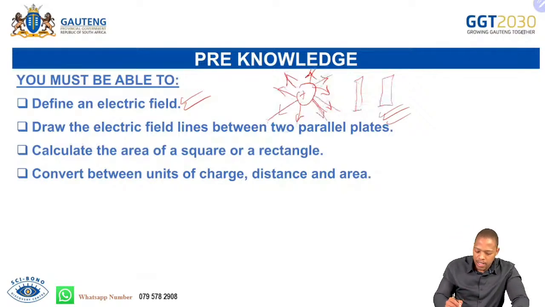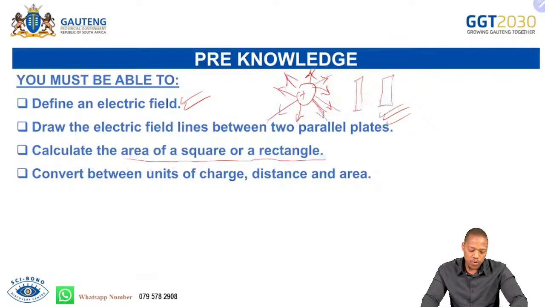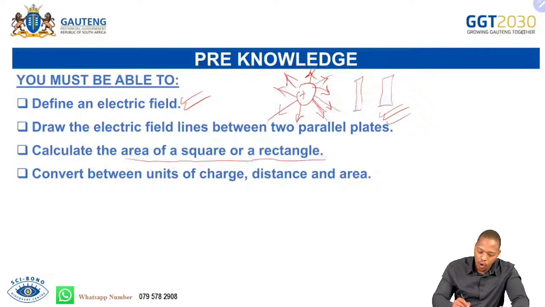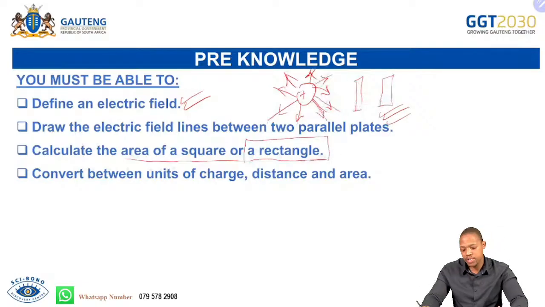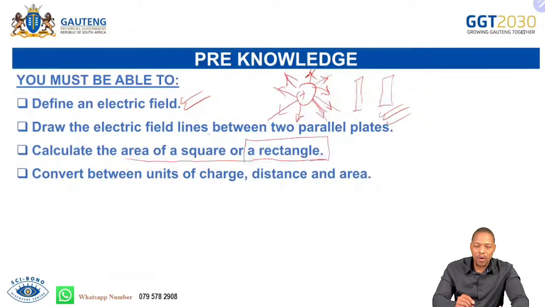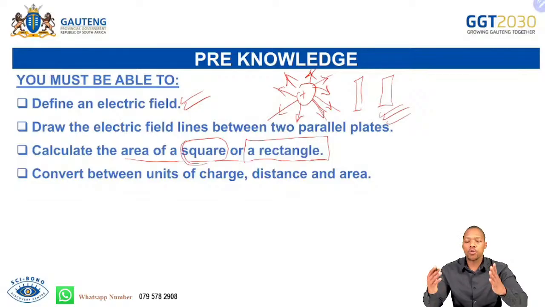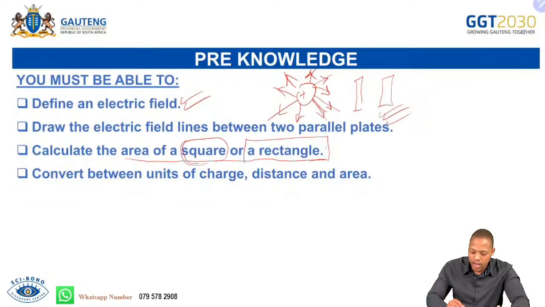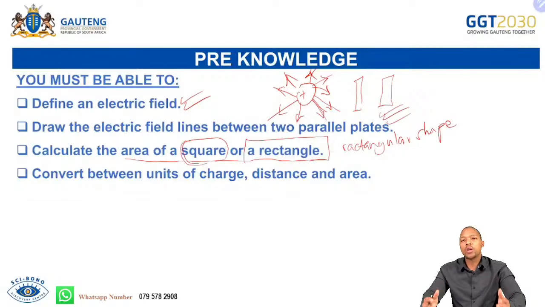Okay. Number 3, are you able to calculate the area of a square or a rectangle? But most importantly, a rectangle. Square, possible, but rare, okay? This one can happen, it's possible, but it's rare. Most of the time, it's going to be a rectangle, because we're going to be talking of these parallel plates, and most of the time, we're not going to say always, but most of the time, they are going to take a what? A rectangular shape. They are going to take a rectangular shape, okay? Are you able to calculate the area?